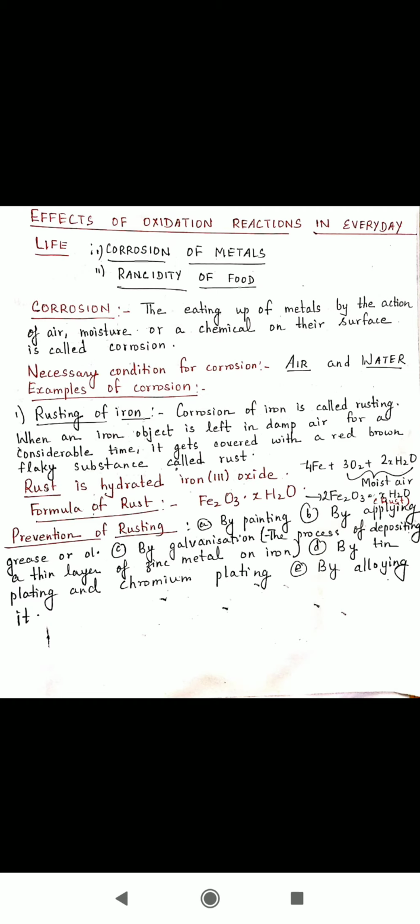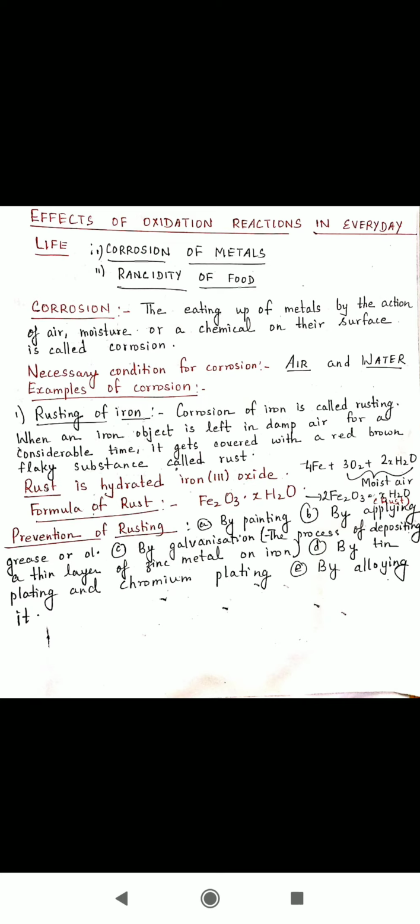Let us see what is corrosion. Corrosion means the eating up of metals, which is due to the presence of air, moisture or any other chemical substance on the surface of the metal. The two important conditions required for corrosion to take place are air and water.